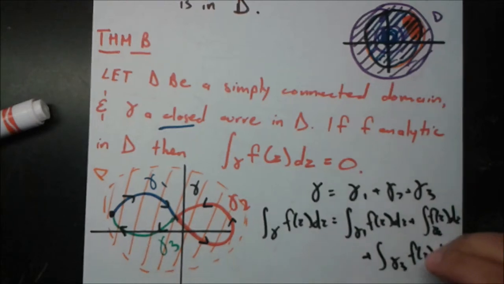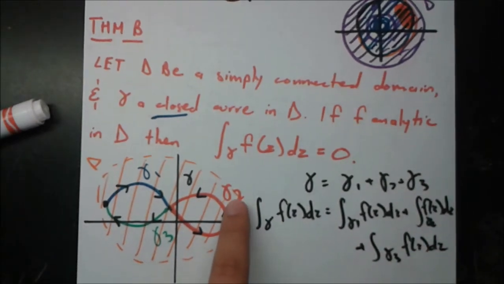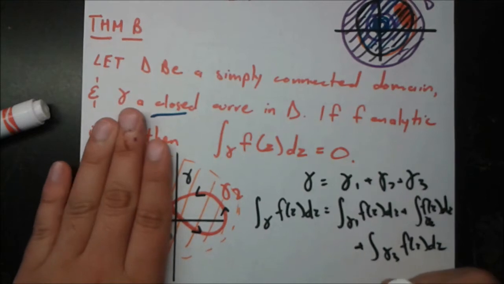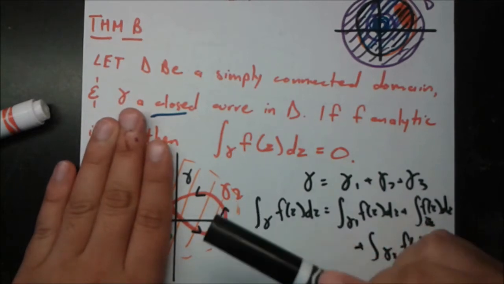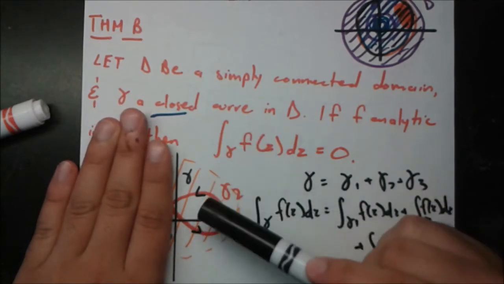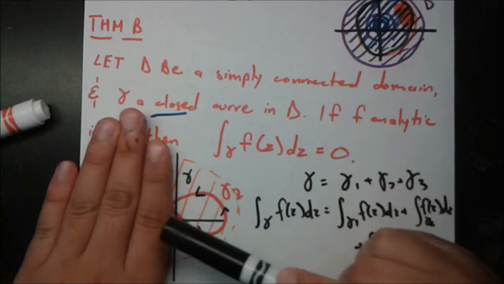Now, one of these integrals we know is 0 right off the bat. Look at gamma 2. Pay attention to only this red curve. What is this? This is a closed, simple curve. This is simple because this red curve itself does not intersect itself.